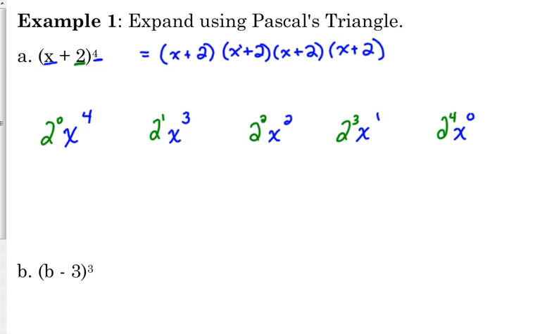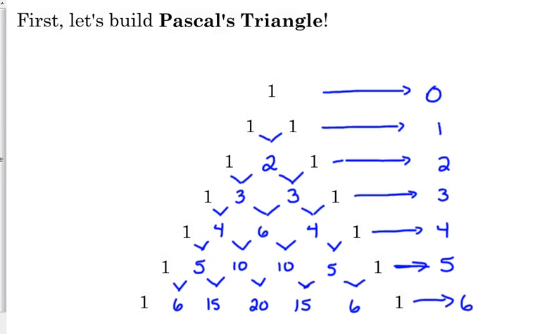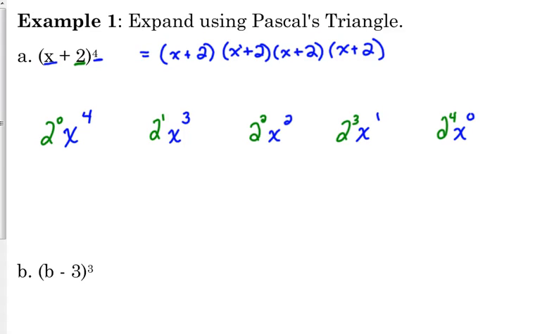Okay? Now, here's where we need the Pascal's triangle, because this is not it. So, look at your Pascal's triangle, look at the row labeled 4 right here, and you're going to take those coefficients. 1, 4, 6, 4, 1. Notice there are 5 terms here. So, you're going to do 1, 4, 6, 4, 1.